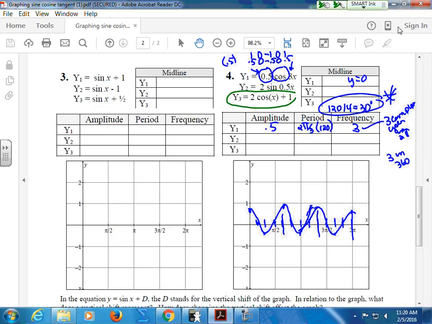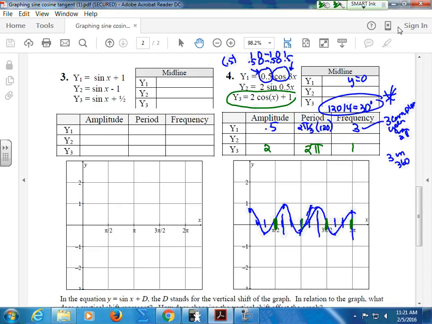What's the amplitude on 3? 2. What's the frequency on number 3? 1. So therefore, what's the period? 2 pi. So how big are our quadrants when we're in a 2 pi? Every 90. So we're back to doing the 90. So I'm just going to make these a little darker so we can see them.